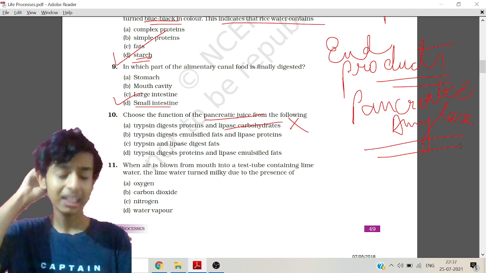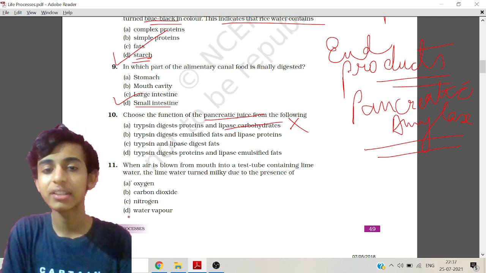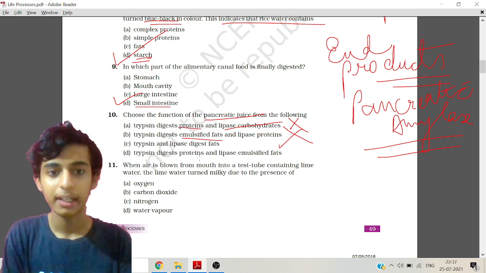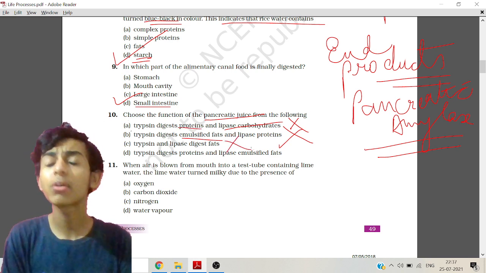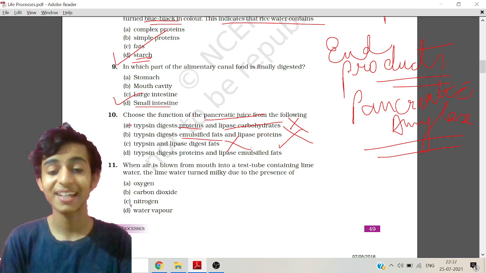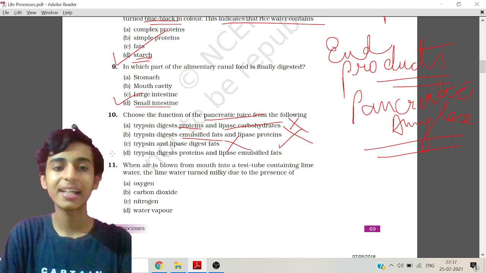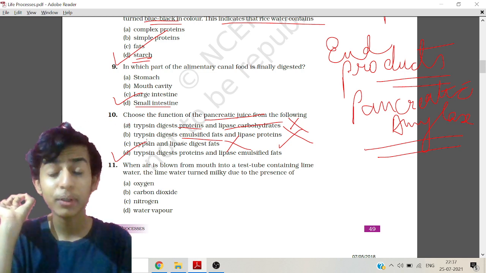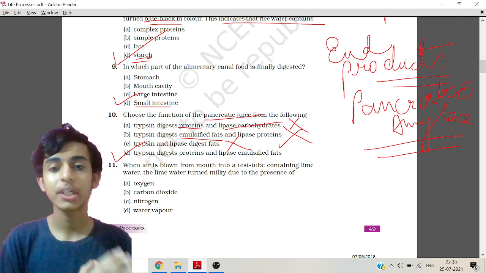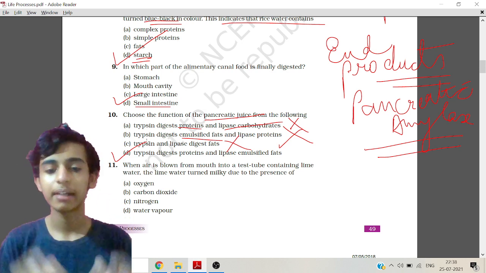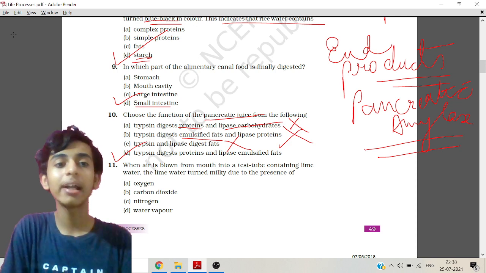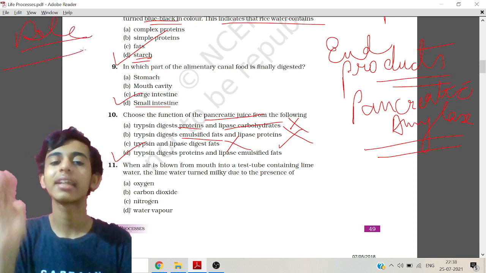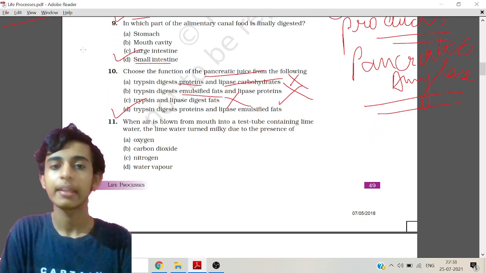Trypsin digests emulsified fats. This is also wrong, because trypsin digests proteins. Trypsin and lipase digest fats. Wrong, because just now I've told you trypsin digests proteins. So one option is left, that is D. That is, trypsin is the enzyme which digests proteins completely, and lipase digests emulsified fats. They have been emulsified because of bile juice from the liver. Because of this juice they get emulsified, and after that they are broken down easily.